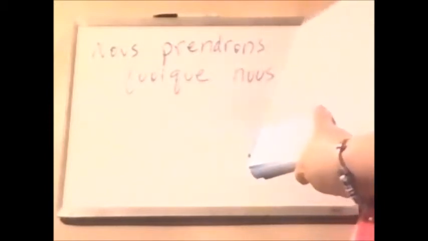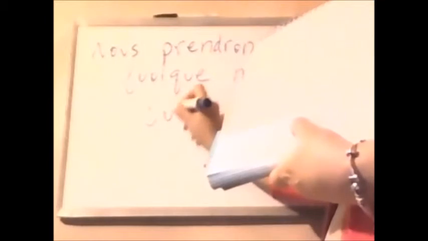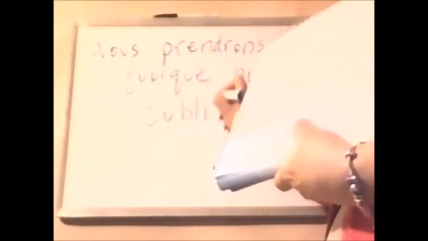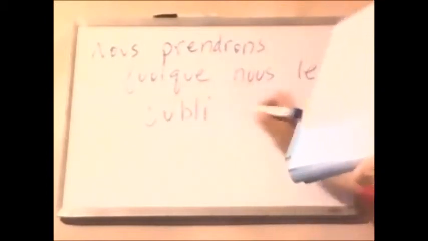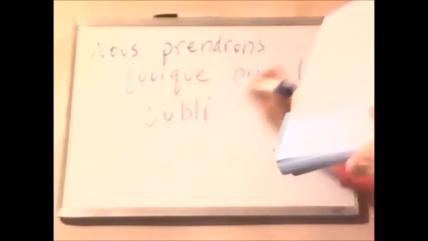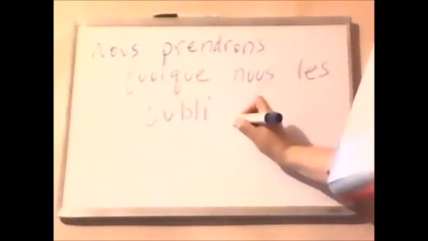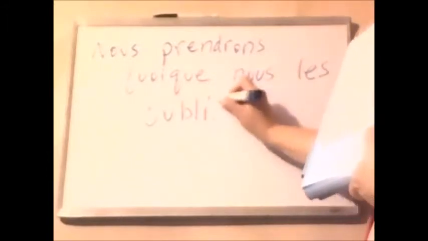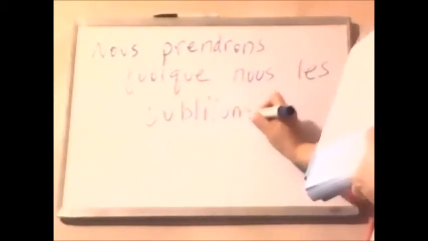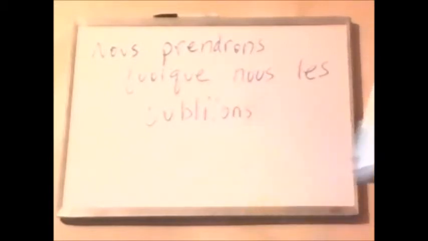Les is the resolutions. And then, ooh, this is going to be fun. Our verb is oublier, right? It has an I in the stem. Nous puts an I in the subjunctive ending, doesn't it? So you're going to get oublions. Isn't that fun? Oublions. Nous prendrons les résolutions, quoique nous les oublions.